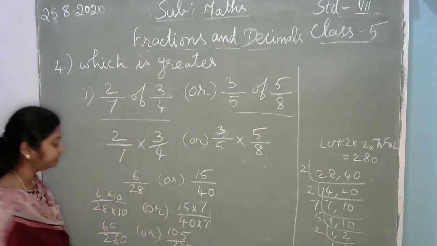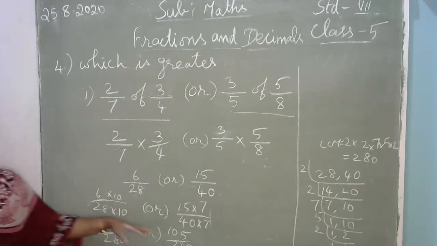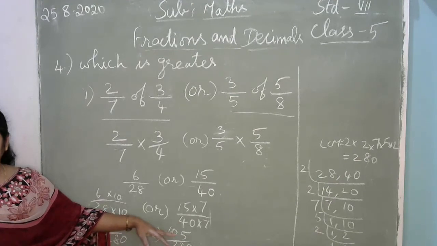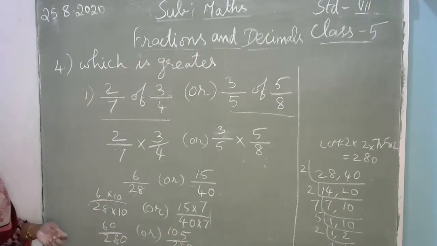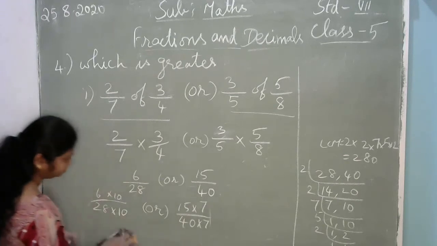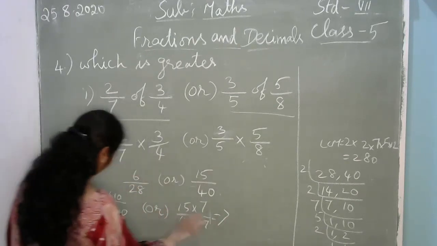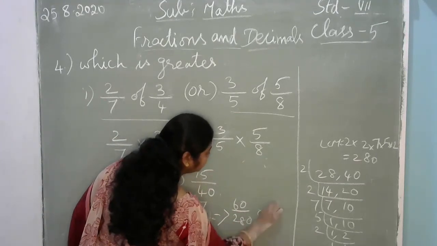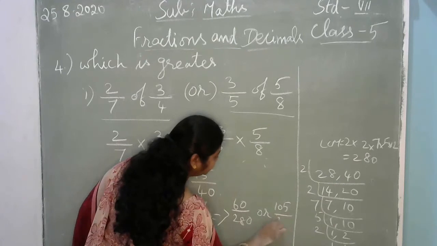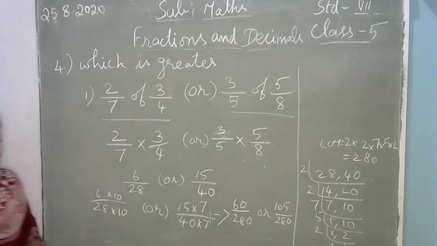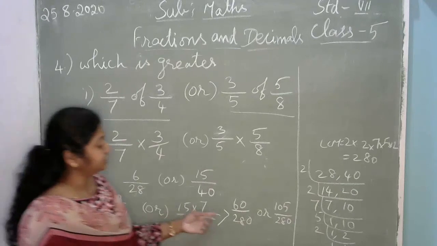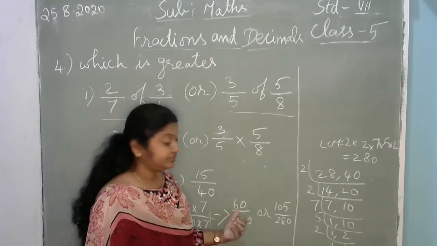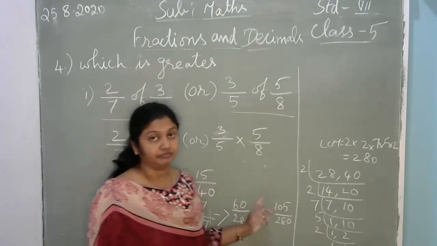Now the denominators are equal. Now easily you can say which fraction is greater according to the numerator. We got 60 divided by 280 or 105 divided by 280. So now the denominators are equal. Now easily you can say which fraction is greater according to the numerator. 60 is greater or 105 is greater? 105 only is the greater number.